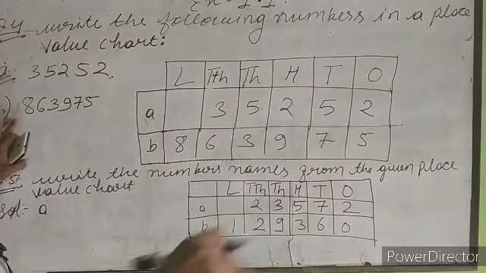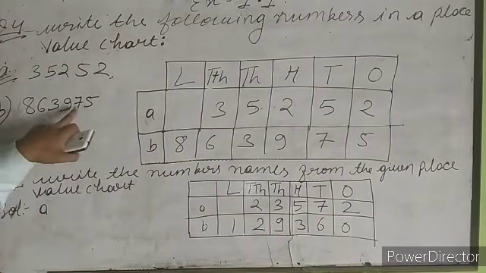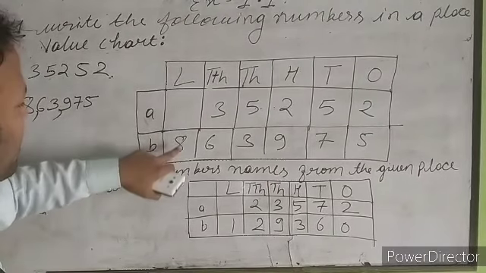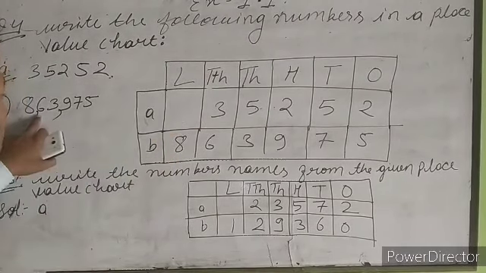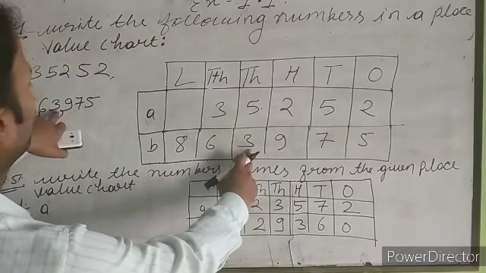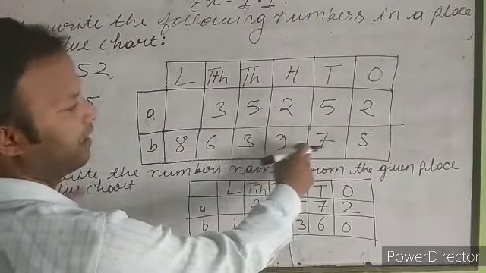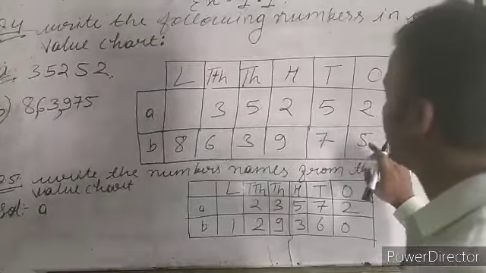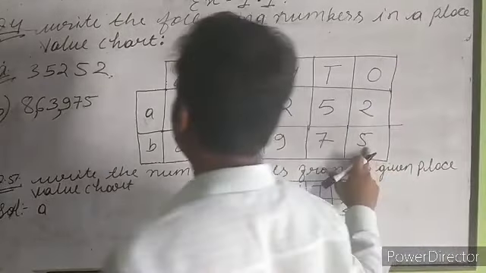Similarly the question second, 8,63,975. So see how many lakhs are there, 8, how many 10,000s are there, 6, how many thousands are there, 3, how many hundreds are there, 9, how many tens are there, 7, how many ones are there, 5. Hope you understood this question.